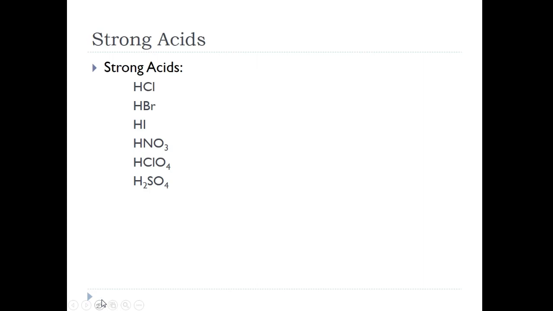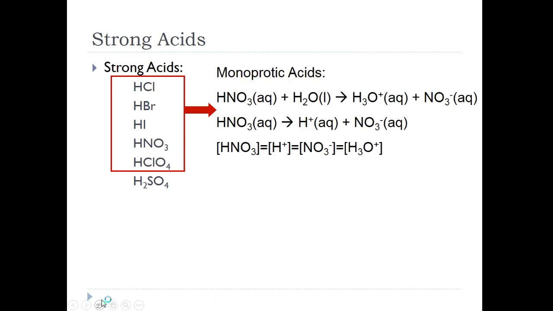hydrobromic acid, hydroiodic acid, nitric acid, perchloric acid, and then sulfuric acid. The first 5 are considered monoprotic acids because they only have one proton. There's one H plus. As they're strong acids, that means when these first 5 dissociate, they break apart into H plus and then their anion, their negative charge. So this is 100% of the time.